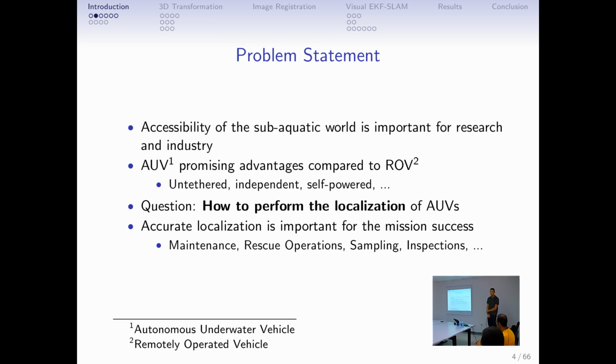We try to overcome this disadvantage with AUVs, so with autonomous underwater vehicles, because they're first of all untethered, independent, and self-powered. But the question is, if a robot is moving on its own, so autonomously, how to perform the localization of the AUV? Or more precisely, the mission success is dependent on the precise localization.